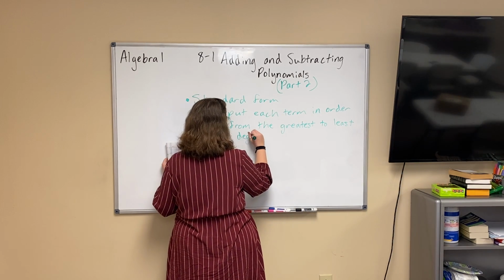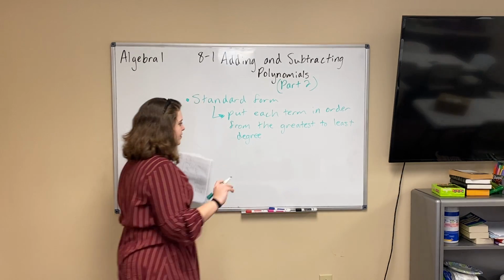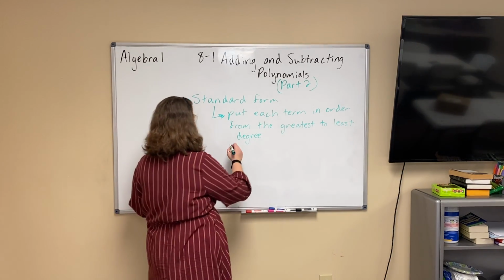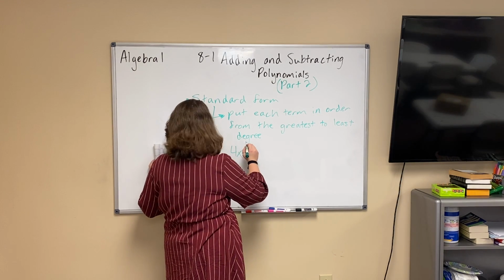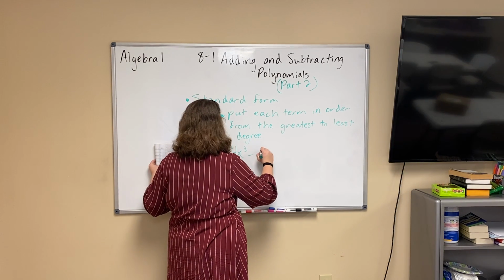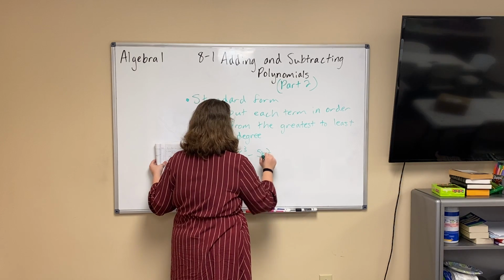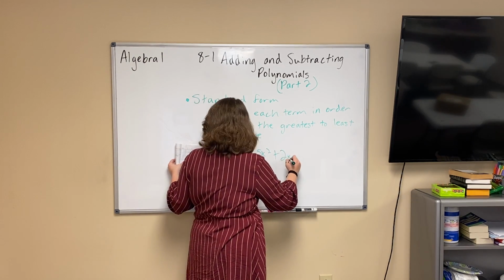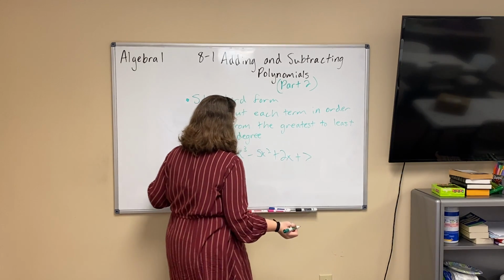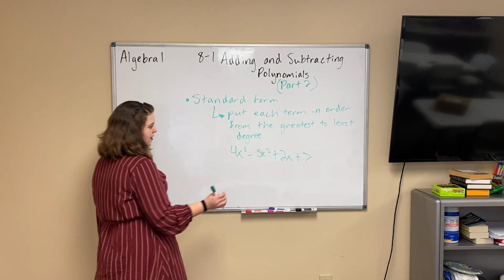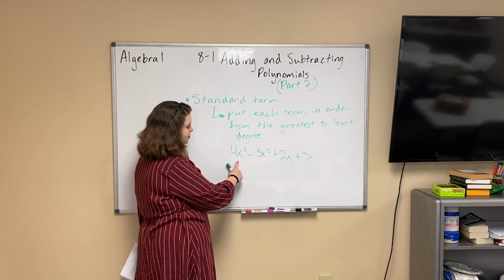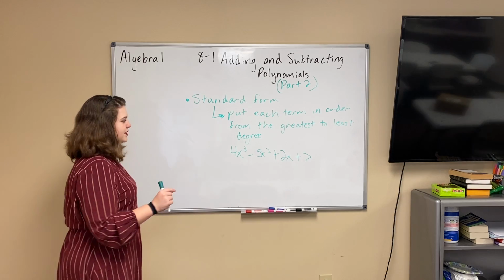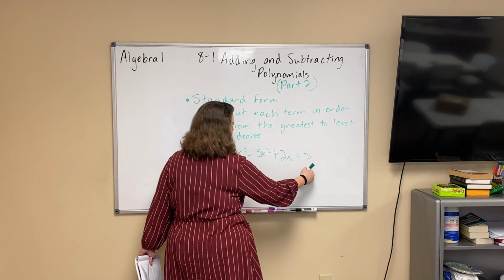Now we talked yesterday about how to find the degree. So basically, standard form is going to be 4x^3 minus 5x^2 plus 2x plus 7. So you see how we have a degree of 3, a degree of 2, a degree of 1, 0. From the greatest degree to the least degree.